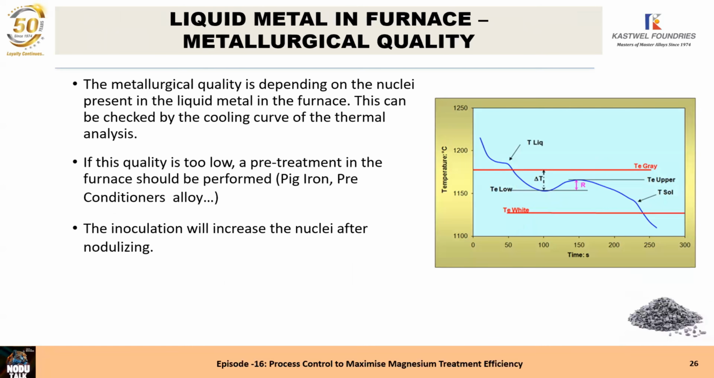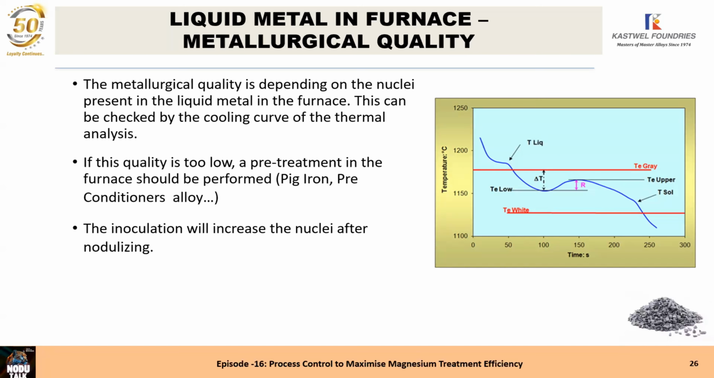How can you see the metallurgical quality of your iron? You have the thermal analysis equipment, where the cooling curve will tell you a lot. We will see that if you have a too high delta T or recalcitrance mainly, then you will have to do something, because the number of nuclei is not sufficient in your liquid metal, and you will have to do a pre-treatment in the furnace. That can be done with pig iron or a preconditioner alloy. The inoculation will increase the nuclei after nodulizing. Please don't count only on inoculation.